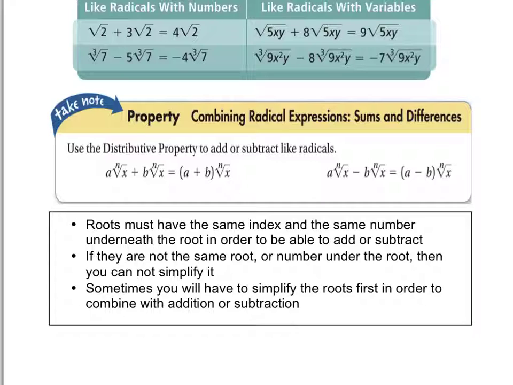Now, I've got some directions here in order to be able to add and subtract. First, roots must have the same index and the same number underneath the root in order to be able to add or subtract them. We just got done talking about that. If they're not the same root or number underneath the root, then you cannot simplify it. You just leave that as your answer. Sometimes you're going to have to simplify your roots first in order to combine with addition or subtraction. You're going to see that towards the end of today's lesson. Okay, let's take a look at some examples on the next page.